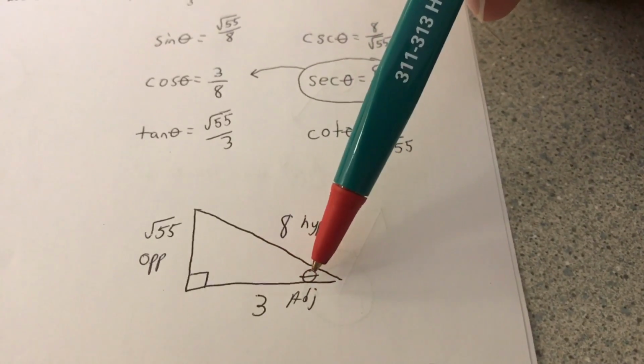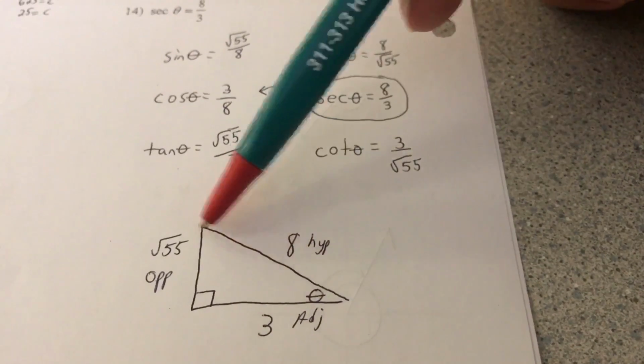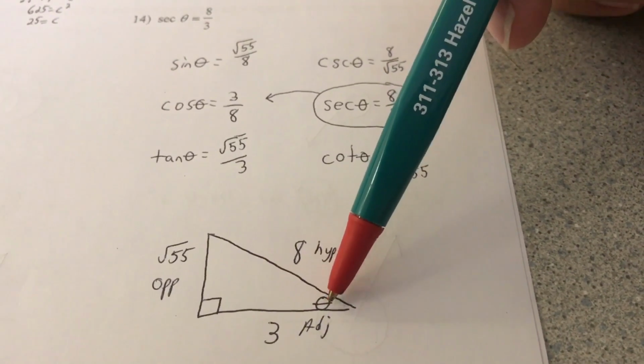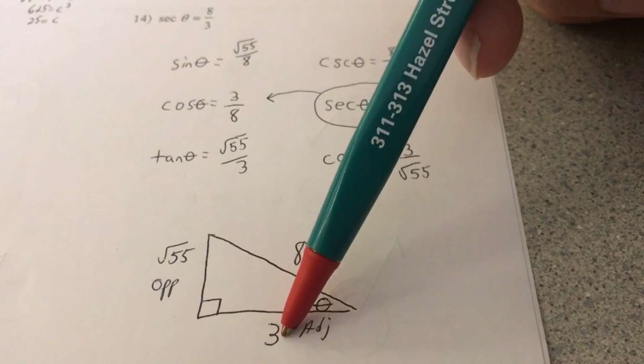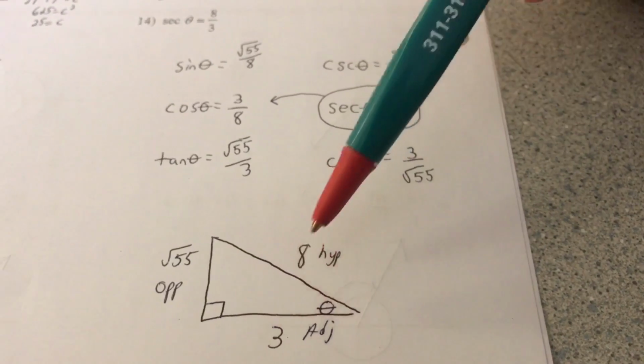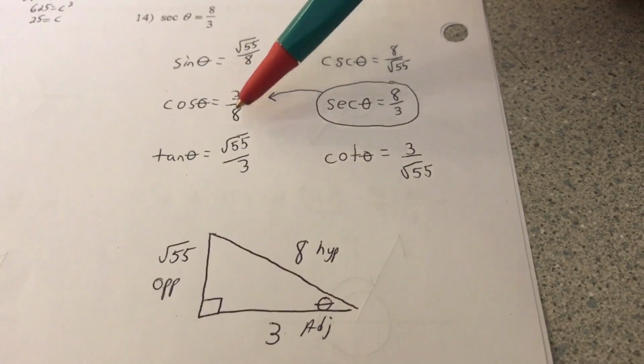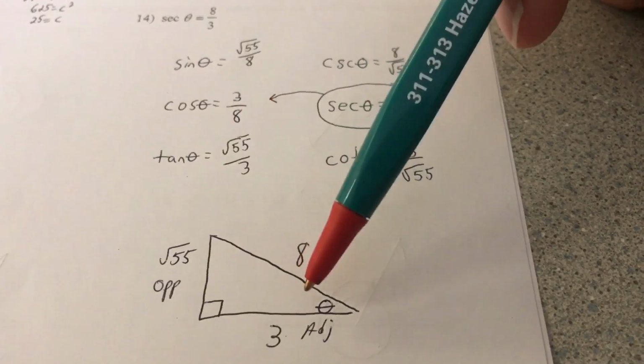Draw your right triangle and just label one of the acute sides. I label my acute angle down here as theta, and I know that the cosine is 3, so the adjacent side is 3. The hypotenuse is 8. So it's based on knowing 3 over 8 is the cosine.